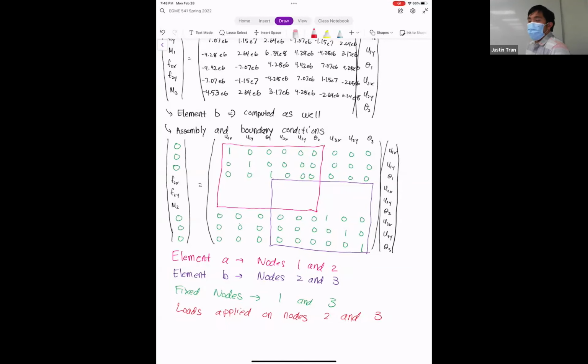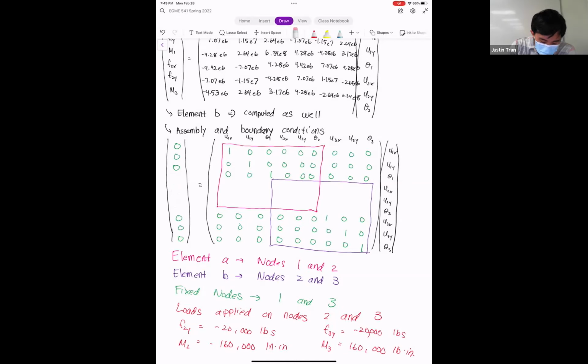But what was unique about this problem is that we also had loads being applied on nodes 2 and 3, right? And so in fact, we had F2y equal to minus 20,000 pounds. M2 was equal to minus 160,000 pound inches. F3y was equal to minus 20,000 pounds. And then M3 was equal to a positive 160,000 pound inches because it was a counterclockwise moment.